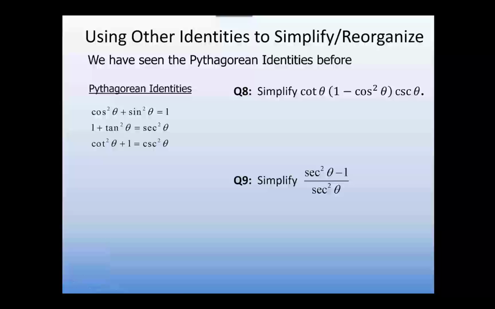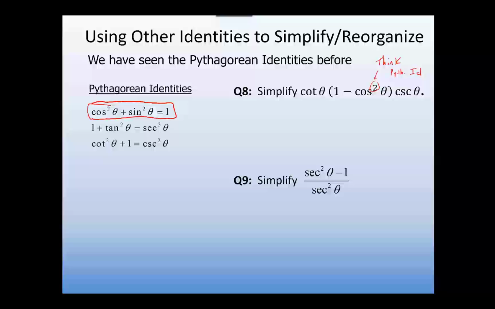Whenever you see a second power, you should think about the Pythagorean identities. I see a cosine squared and I see a 1, and it makes me think of this one here: cosine squared plus sine squared equals 1. Now the 1 is by itself on one side, and my number 8 doesn't have the 1 by itself. It has 1 with the cosine.